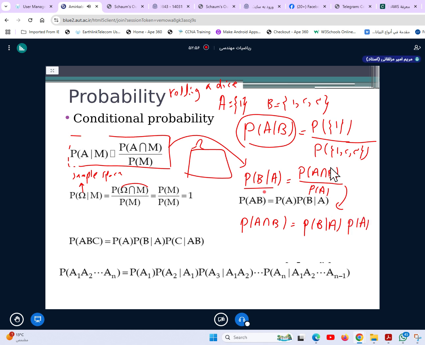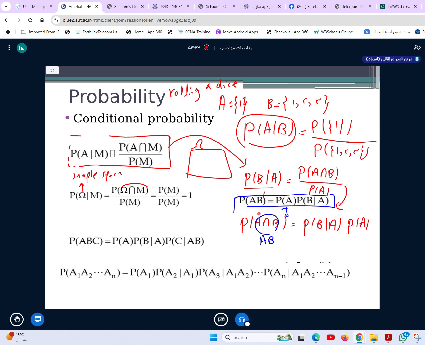That's right. Probability. From this formula, we have this formula. Okay. This formula is similar to this formula. Just we use A, B instead of A intersection with B.